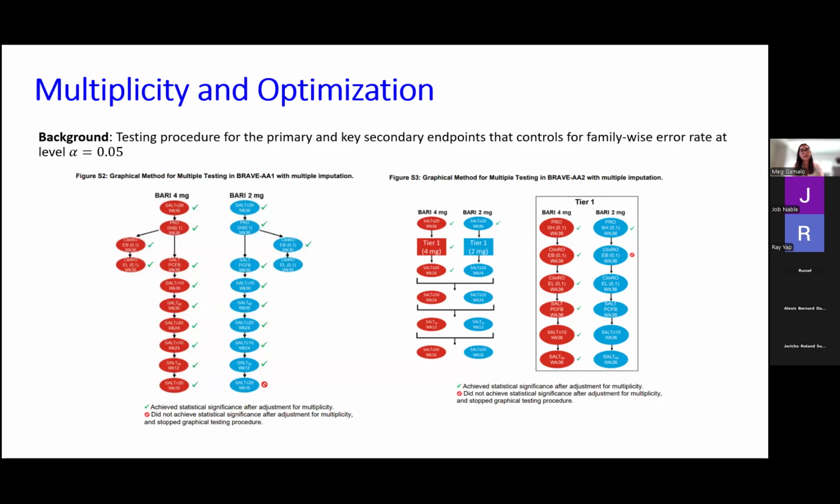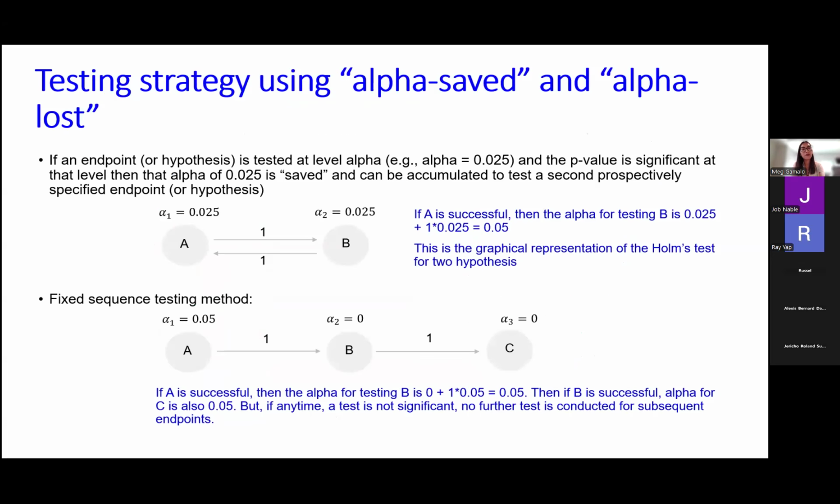Next, please. Now, the question is, how do we make sure that we are controlling the type 1 error when we are making all of these claims? So I will first run through a few basics that could help us understand how a statistician actually does this. We call this testing strategy alpha saved and alpha lost. Suppose we have two endpoints, A and B, and we divide the type 1 error. Typically, the type 1 error level is 0.05, two-sided. So we can allocate half of that type 1 error to endpoint A and half to endpoint B, meaning 0.025 two-sided.